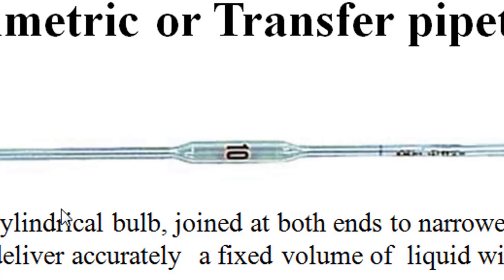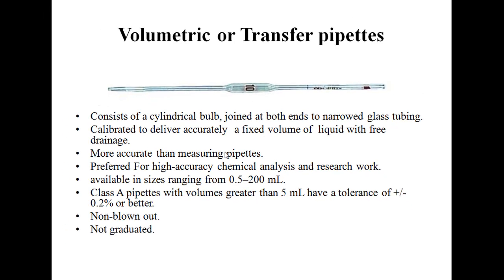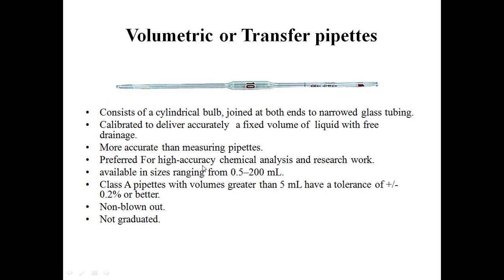This cylindrical bulb is joined at both ends to narrow glass tubing, and this volumetric pipette is calibrated to deliver an accurately fixed volume of liquid with free drainage. It is more accurate than measuring pipettes, and it is generally preferred for high accuracy chemical analysis and research work. It is available in different sizes, for example 0.5 to 200 ml, and generally class A pipettes with volume greater than 5 ml have a tolerance limit of plus or minus 0.2% or better. Tolerance means the deviation which is allowed in the measurements. So class A pipettes are quite good, non-blown out and non-graduated.